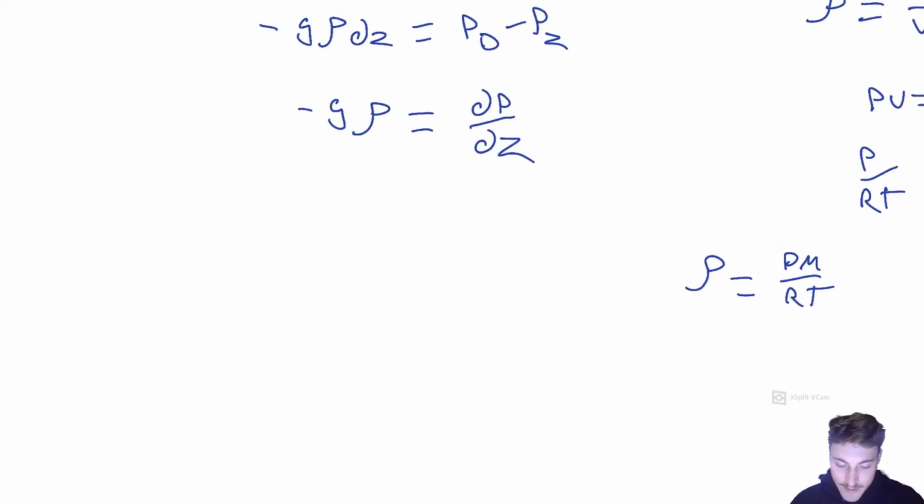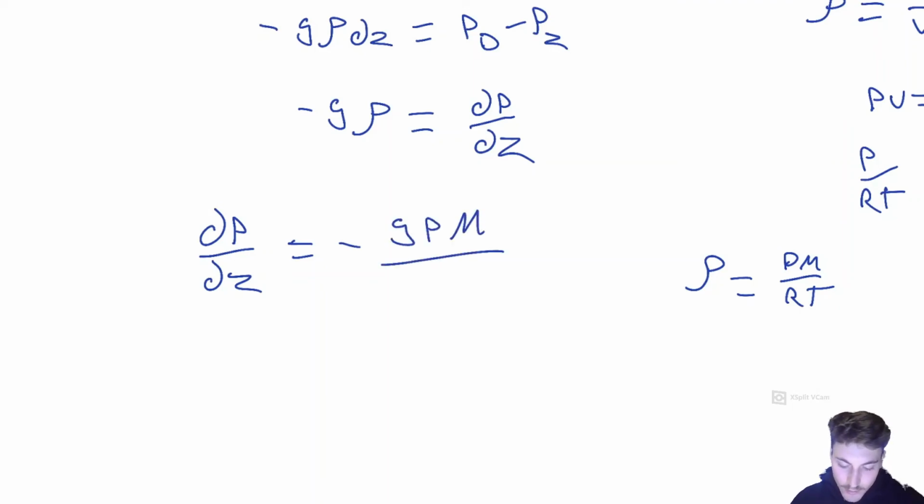So dP over dz is equal to negative g times the pressure times the molecular weight over RT. And that is the basic equation of state for an ideal fluid with differential volume. And in part two, we'll look at the beginnings of adiabatic reversibility in an ideal gas that is increasing in volume with an increase in altitude.